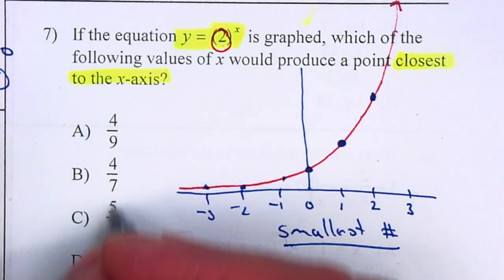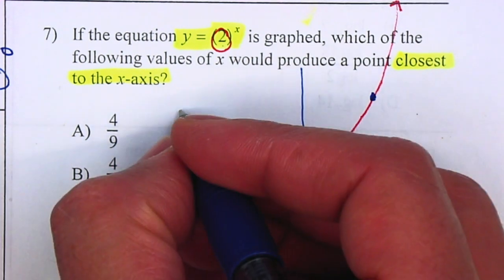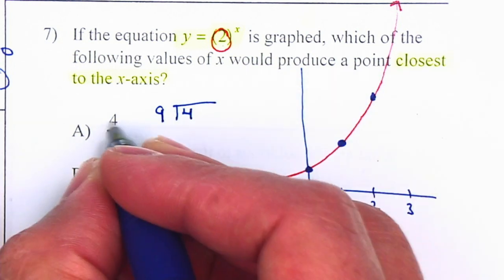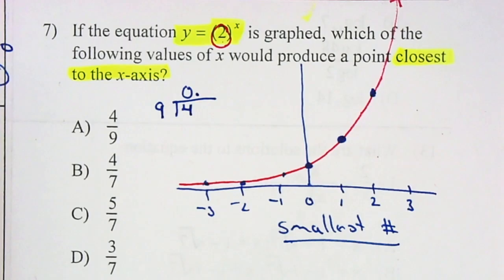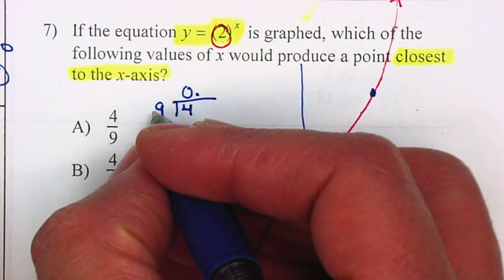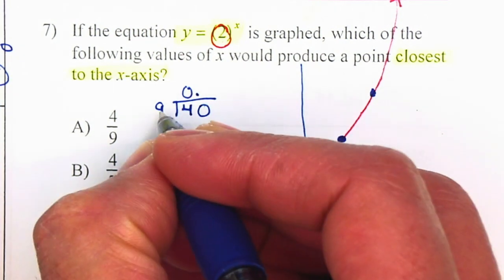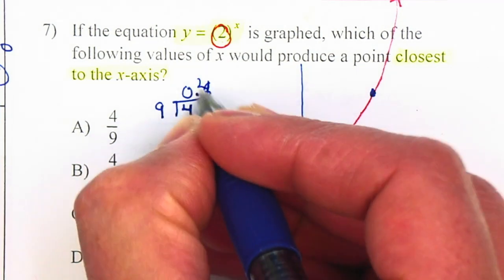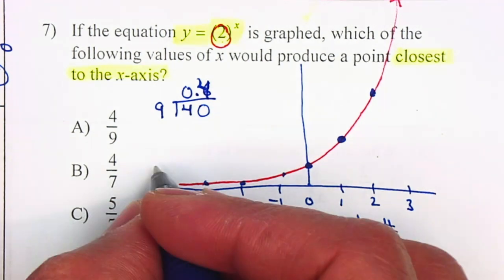4 ninths, 4 sevenths, 5 sevenths, 3 sevenths. If you're not sure which is the smallest number, just do the long division. 4 divided by 9. Remember, the first number is going inside the division sign. So 9 goes into 4 0 times. I add 0. 9 goes into 40 4 times. That gives you 36. So that's 0.4. Let's continue on.